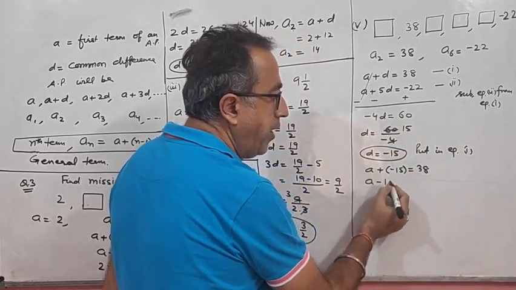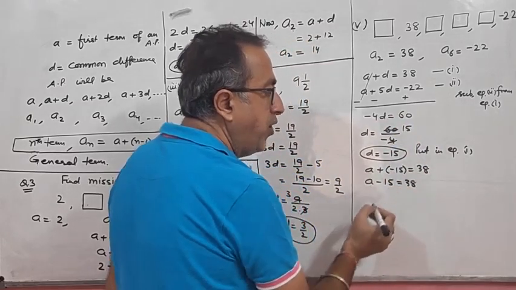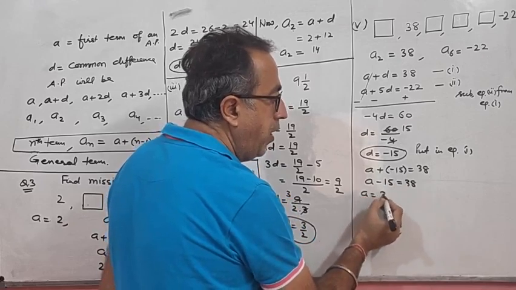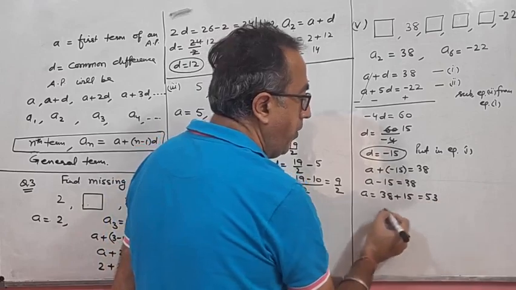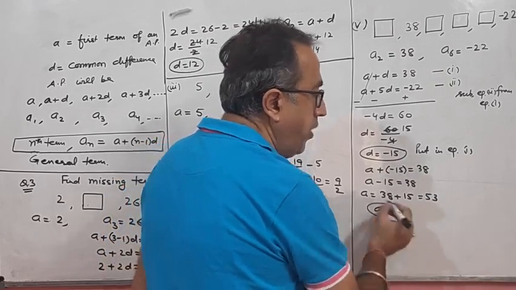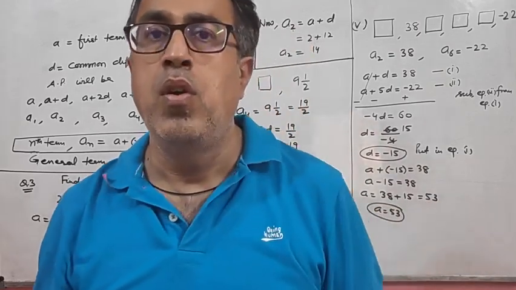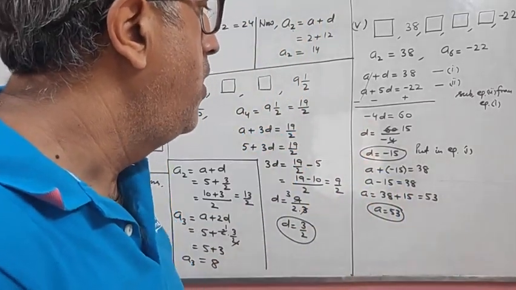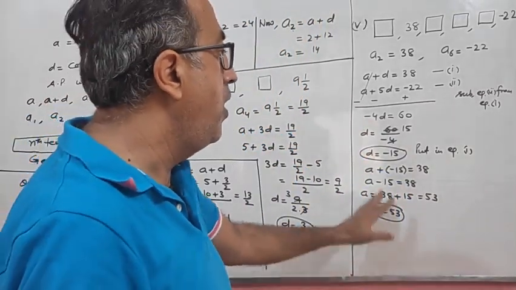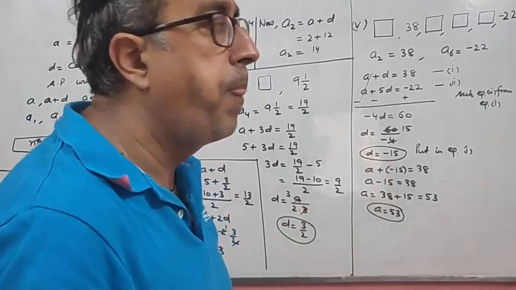So plus into minus is minus. A minus 15 equal to 38. A is 38 plus 15, which is 53. So by using these equations, we can find the values of A and D. In this part, A is 53 and D is minus 15.